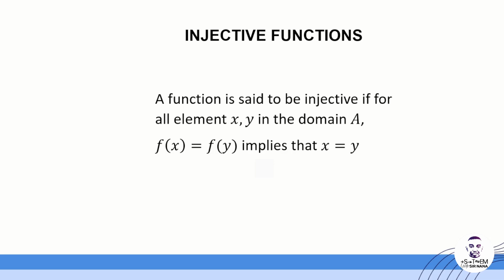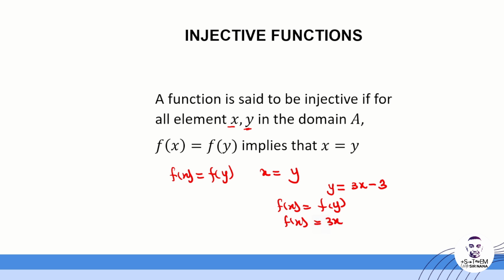So mathematically, we say a function is injective if for all elements x and y in the domain A, f of x is equal to f of y, and that implies that x is equal to y, right? So for instance, if we have a function y equal to 3x minus 3, we could say that f of x is equal to f of y. That implies that f of x is equal to 3x minus 3, the normal one that we know, and then f of y will be equal to 3y minus 3.